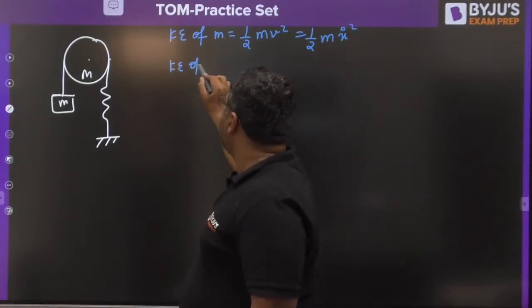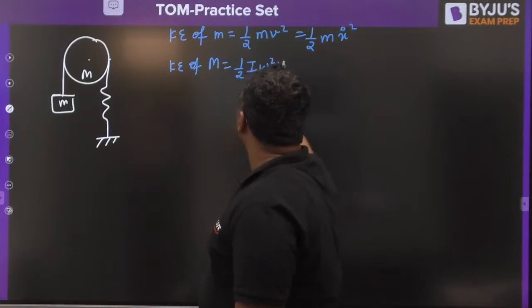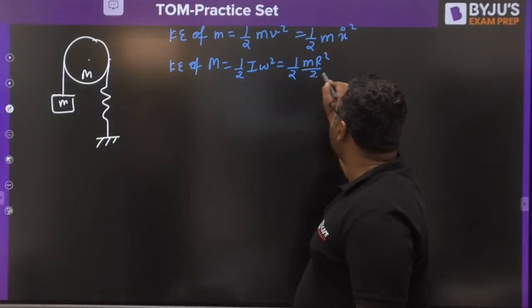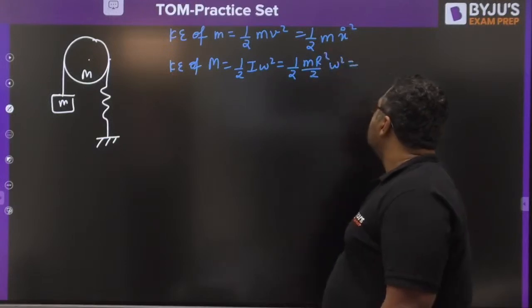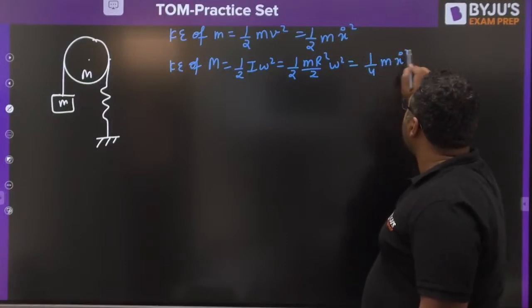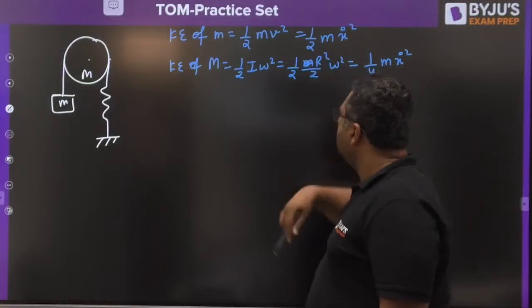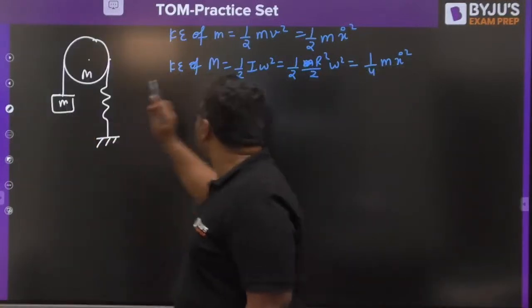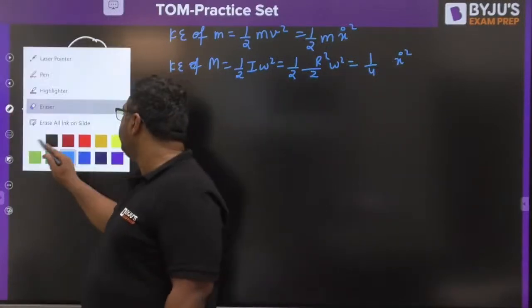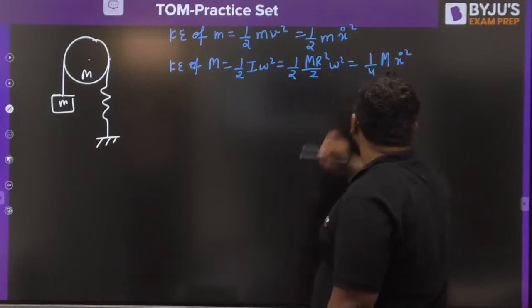Kinetic energy of pulley: half I omega square, half M r square by 2 omega square. So it is 1 by 4 M x dot square. But this M is different. This is capital M. You need to take care of that, otherwise you will make some mistake here.